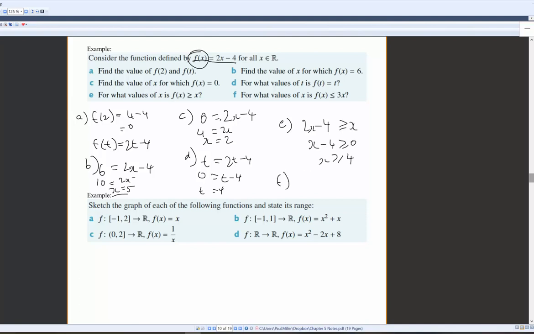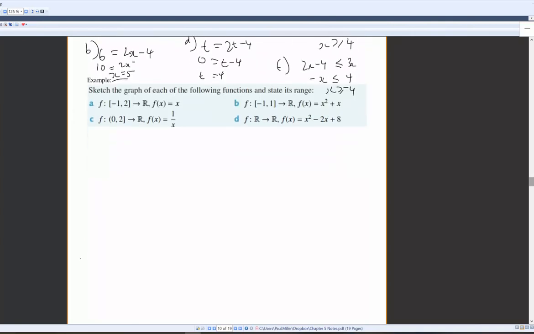F, for what values of x is the function 2x take 4 less than or equal to 3x? And that's going to be negative x less than or equal to 4. Because I'm dividing by a negative in an inequality, I need to flip the inequality, so x is greater than or equal to negative 4.